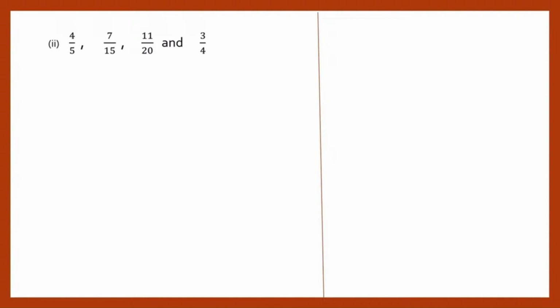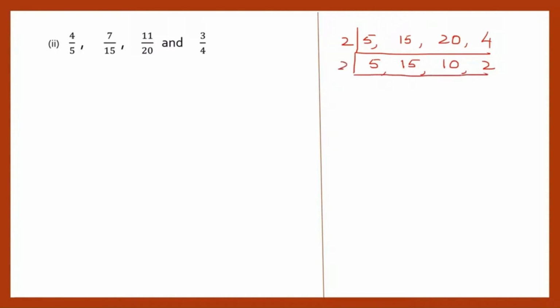Question 2. Let's find the LCM of the denominators first: 5, 15, 20, and 4. We'll start with 2. So 5, then I'm leaving 15 here. 2 10s are 20, 2 2s are 4. I'll continue with 2. I bring down 5, 15, 2 5s are 10, 2 1s are 2.